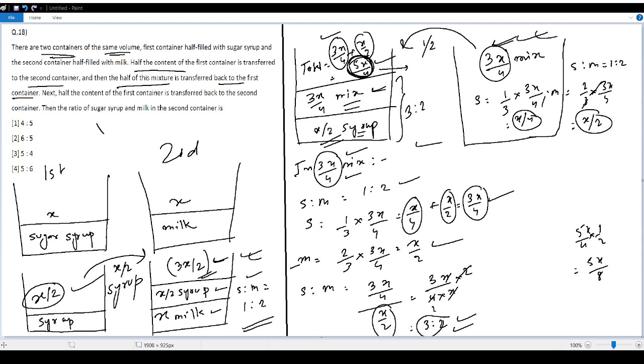Niladri, Ishika, what about you? Yes, sir, understood. Understood, sir.